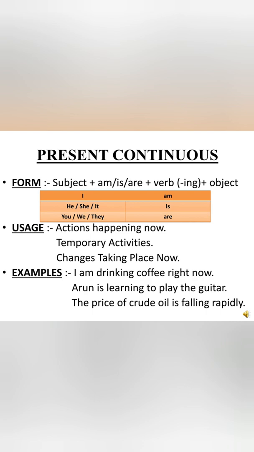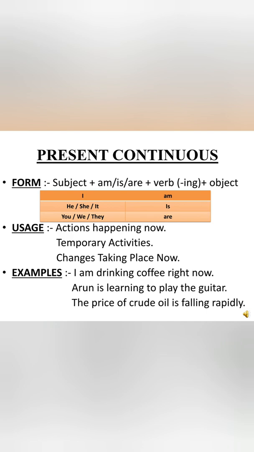Now see, when are we going to have am, when are we going to have is, and when are we going to have are. When the subject is first person I, the be verb will be am. When the subject is he, she or it, the be verb will be is. And when the subject is you, we or they, the be verb will be are. So am, is and are are known as be verbs.